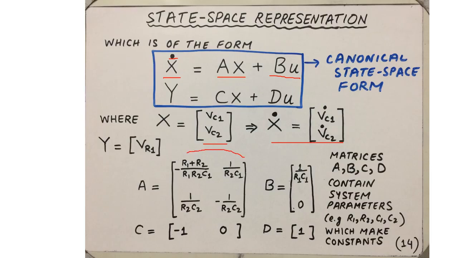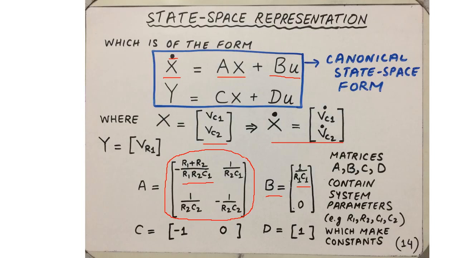A describes the characteristics of the system, the values of resistances and capacitances in the form of coefficients. This becomes the weights of the state variables in the state space equations. B also contains these weights, but these weights are multiplied with the input.